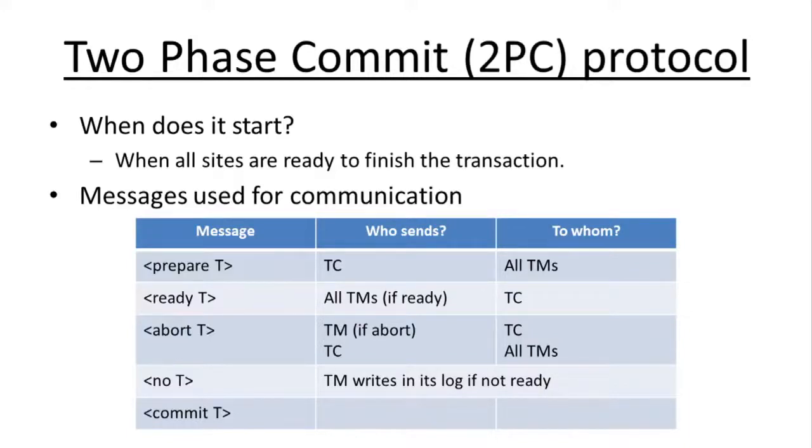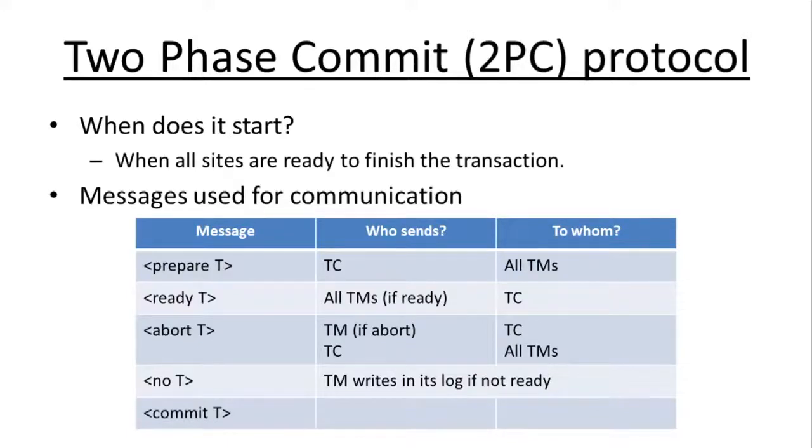In such a case, that particular transaction manager sends an abort message to the transaction coordinator. The next message is no T, which is written by the transaction manager that is not ready to finish the transaction. The transaction manager writes it in its log if it is not ready. That is the fourth message. And the final one is commit T. Commit T is sent by the transaction coordinator if all the transaction managers are ready to commit.